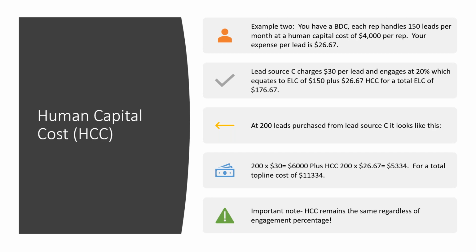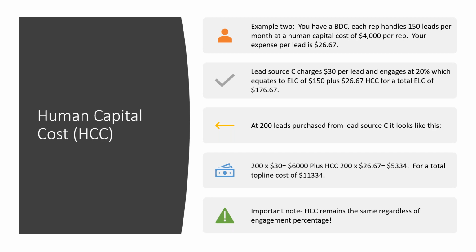So, 200 leads purchased from lead source C looks like this. And again, very simple math. You got 200 leads at 30 apiece. That's $6,000 raw cost of the lead, plus your human capital costs is another $5,000 for a top line cost of $11,000 for that source. If that source is only engaging 60 leads, you divide that 60 into the 11,334 to get your true cost per lead effective. And again, hopefully that makes sense. If not, drop a question in and we'll talk about it.